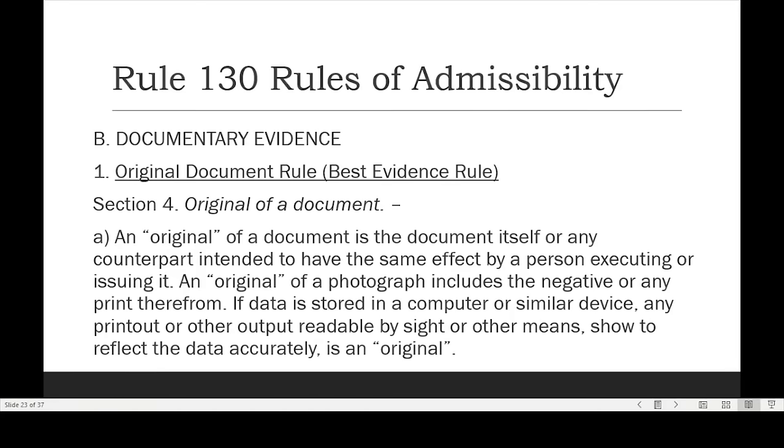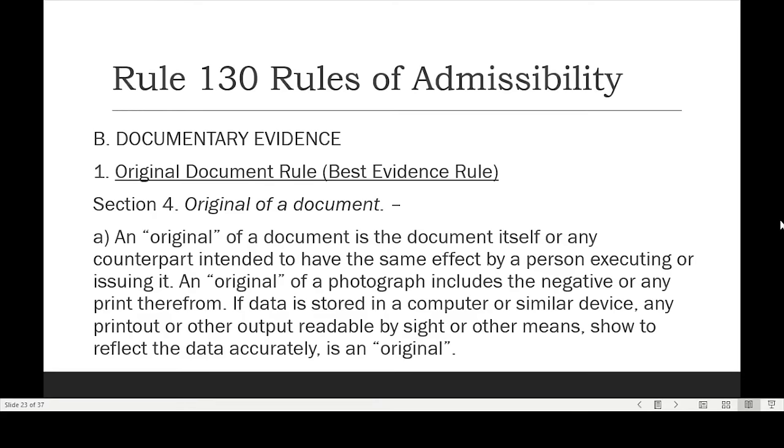But what is an original document? It is defined under Section 4 of Rule 130. An original of a document is the document itself or any counterpart intended to have the same effect by a person executing or issuing it. An original of a photograph includes the negative or any print therefrom. If data is stored in a computer or similar device, any printout or other output readable by sight or other means, shown to reflect the data accurately, is an original.